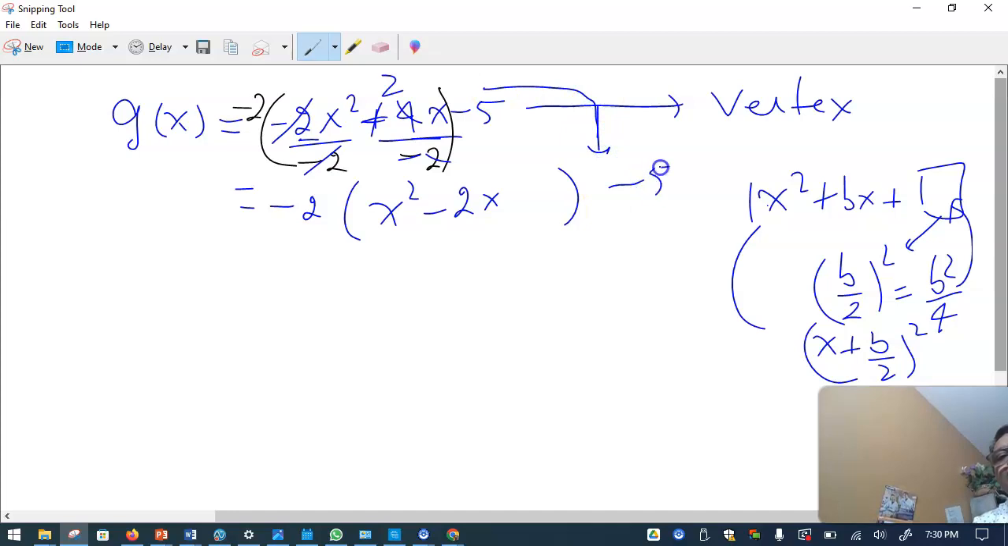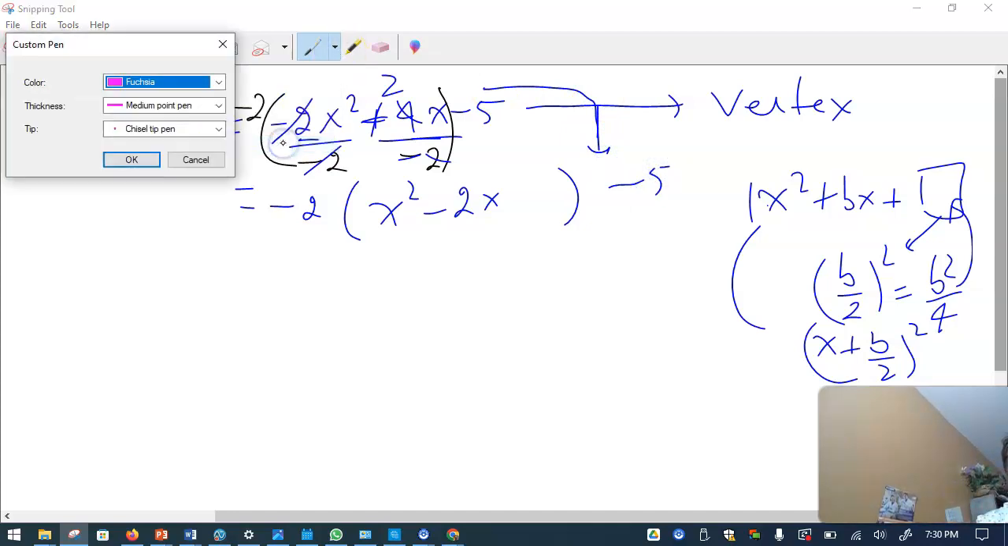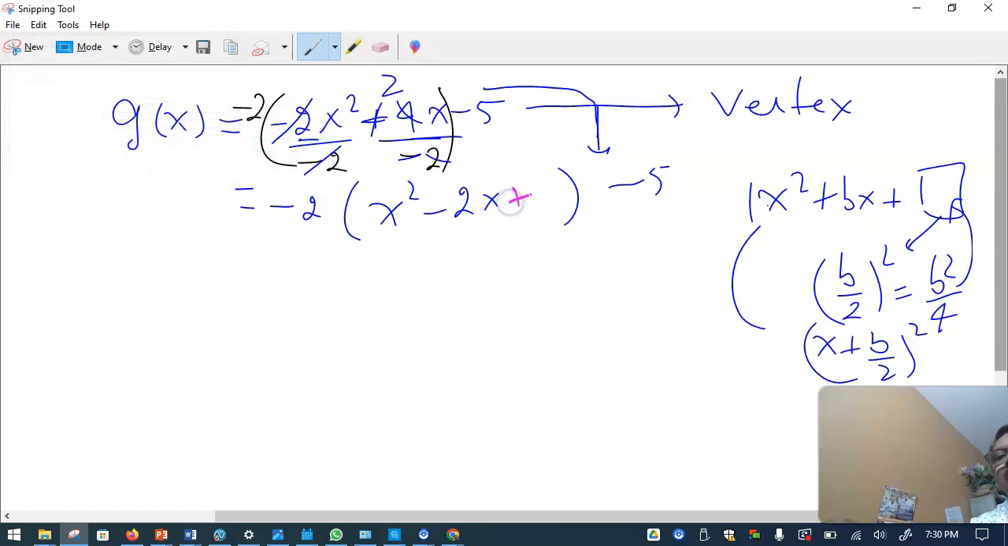Now we need to add something here. Be careful with what we add, we have to look carefully. So what you do is, now the b which is right here is minus 2.